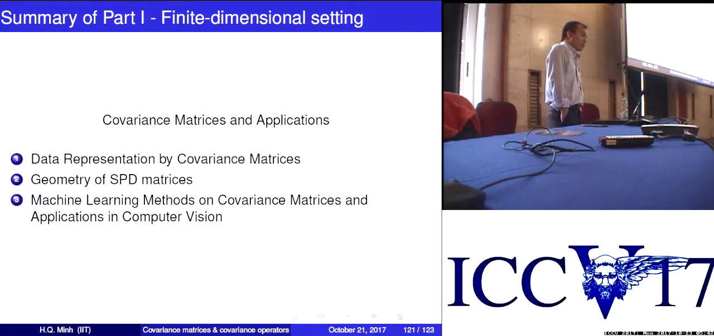So I have talked about the data representation by covariance matrices, we talked about the geometry of SPD matrices, and we talked a little bit about kernel methods on covariance matrices.